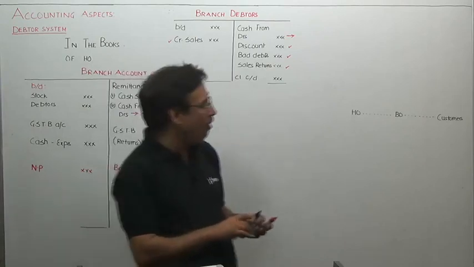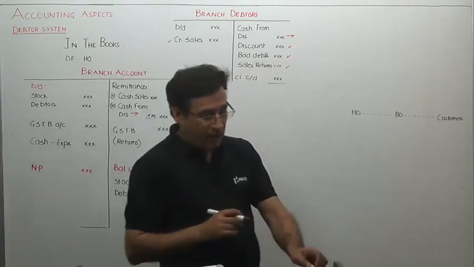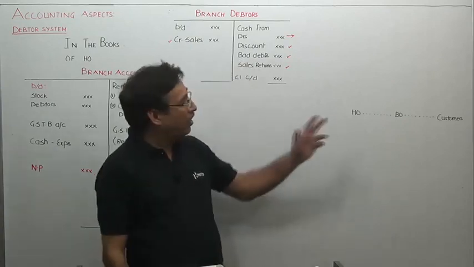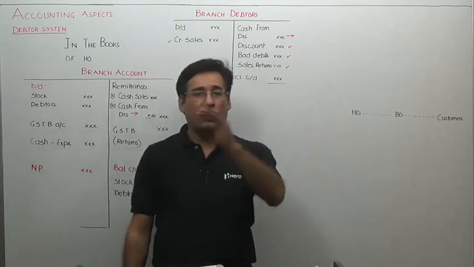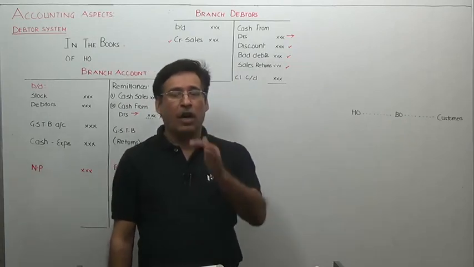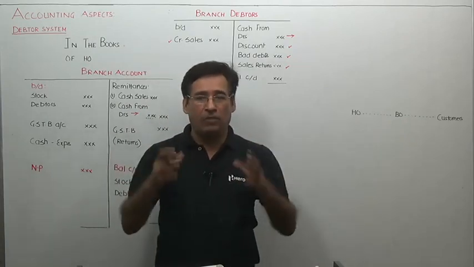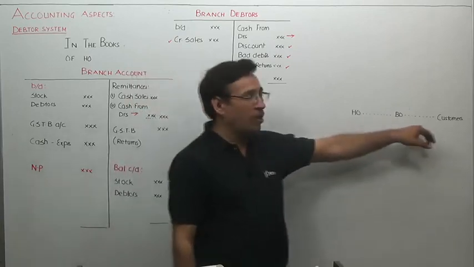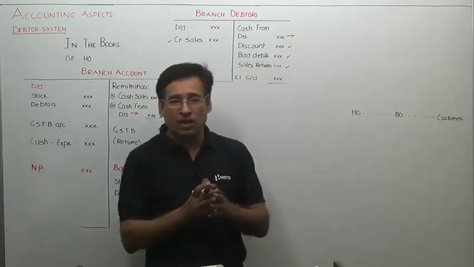So please pay attention now. You must understand one thing. In the entire branch accounting, 3 parties are concurrently, simultaneously involved. The 3 parties are head office, branch office and customers. Is it clear to you?